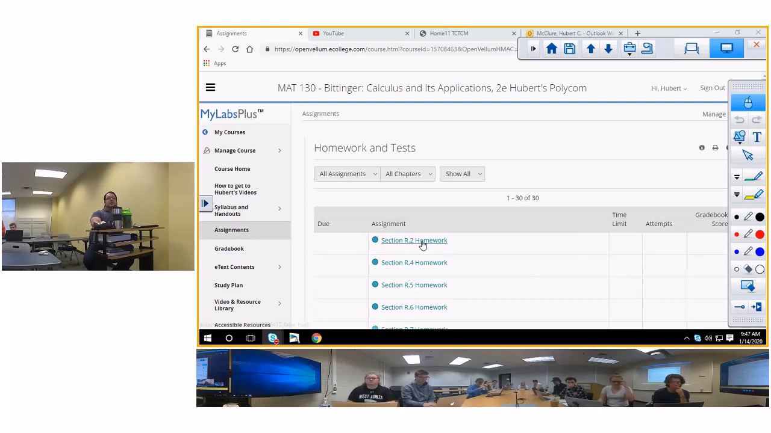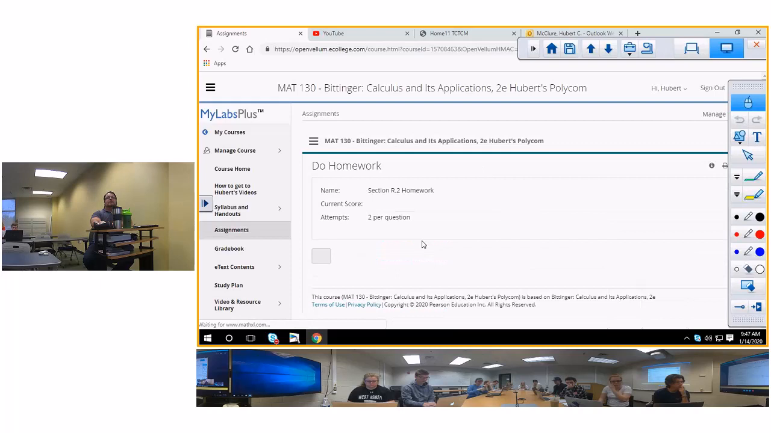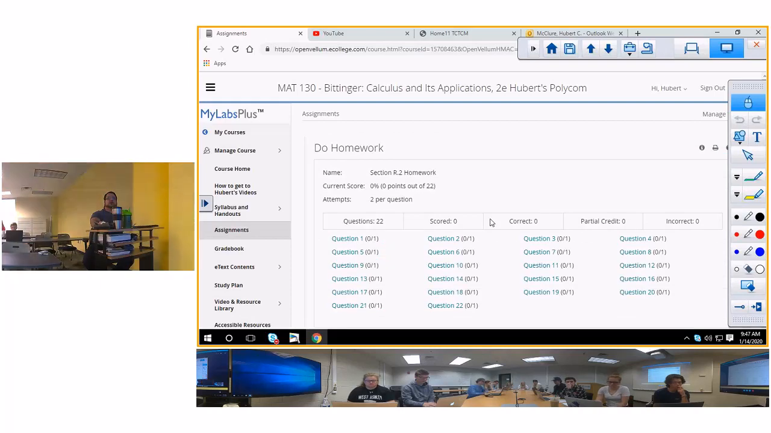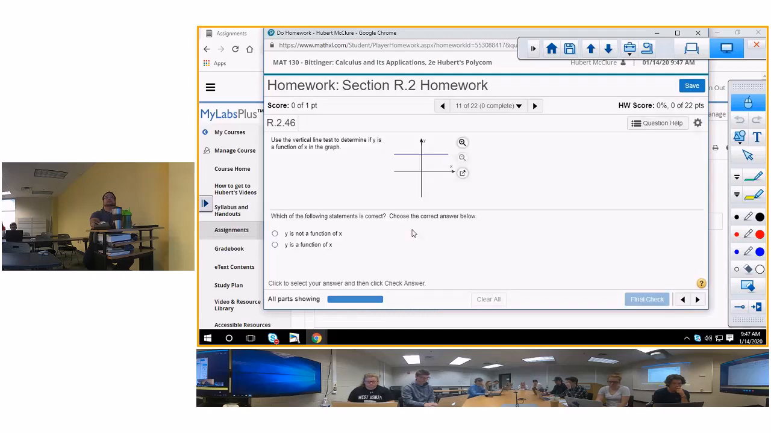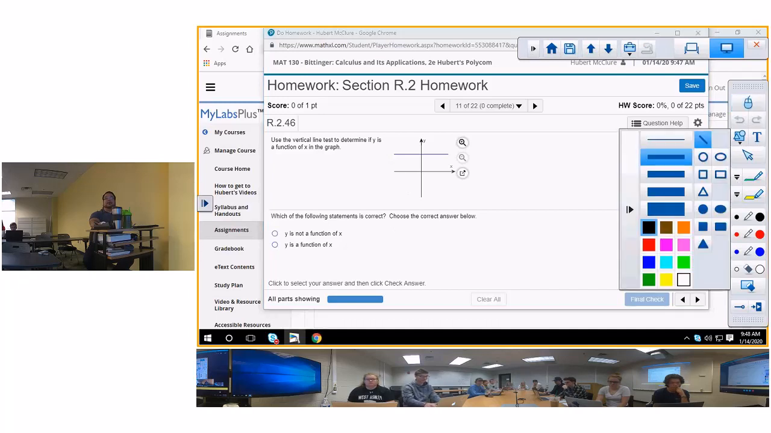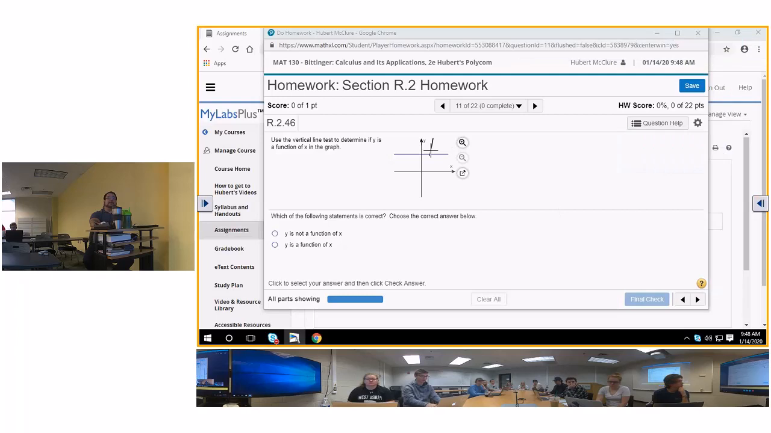And we'll start with R2. I have no idea what's on R2, so thank you. We'll pick number 11. Okay, use the vertical line test. That's too easy. I'll just draw a line. Use the vertical line test. There we go. Is this a function? Yes, because it only crosses the vertical line at one point. So it is a function. That's real easy. I'm not going to spend a lot of time on that.